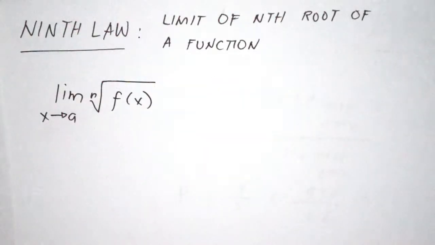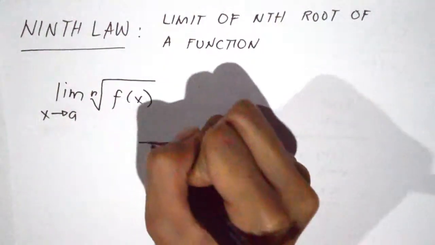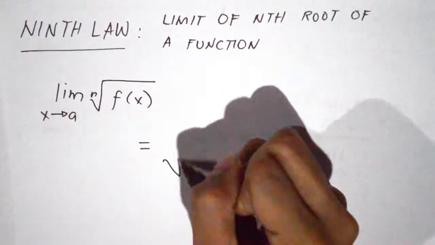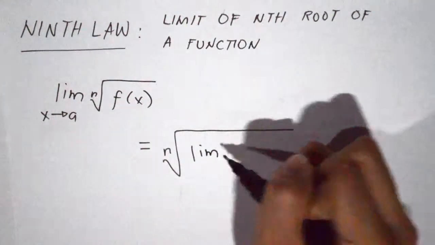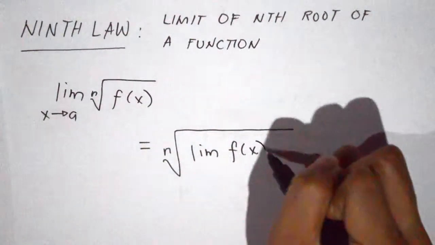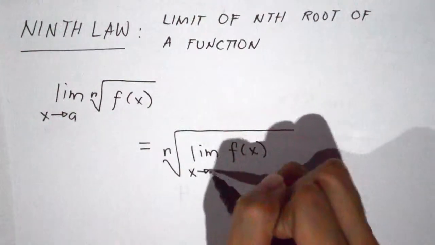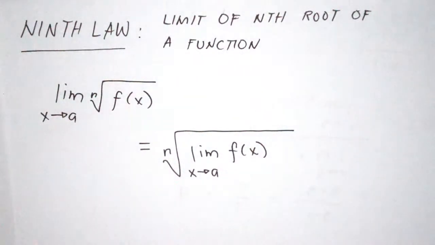The ninth law is all about the limit of the nth root of a function, which is equal to the principal nth root of the limit of that function, provided that n is a positive integer and that the limit of the function is positive if n is even. This is illustrated by the limit of the nth root of f(x) as x approaches a is equal to the nth root of the limit of f(x) as x approaches a.